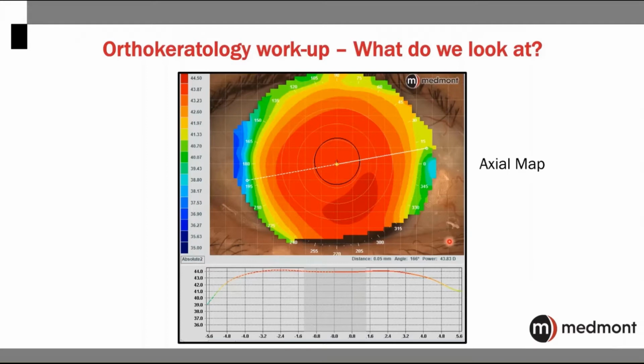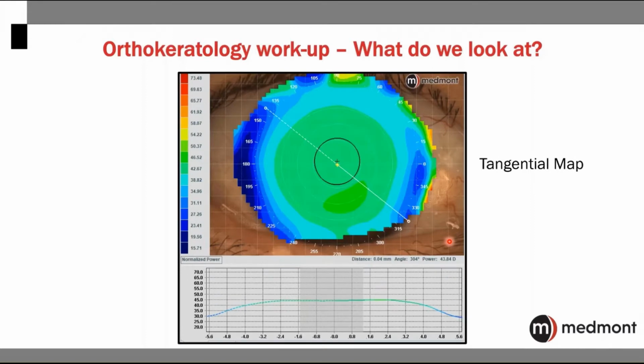Is this a very straightforward and simple case? And here we can see a very spherical cornea. Nothing very complicated about this fit. So in terms of candidacy, we're thinking this is a good candidate for ortho-K. Now, what about the shape of the eye? And that's where we pull up the Tangential Map.